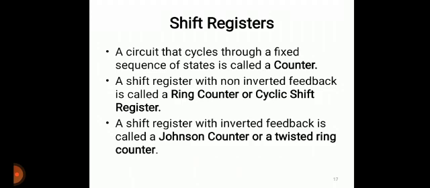Next, we have the applications of shift registers. A circuit that cycles through a fixed sequence of states is called a counter. We have 2 types of counters: the ring counter and the Johnson counter. A ring counter is also called a cyclic shift register, with non-inverted feedback, and the shift register with inverted feedback is called a Johnson counter or a twisted ring counter.